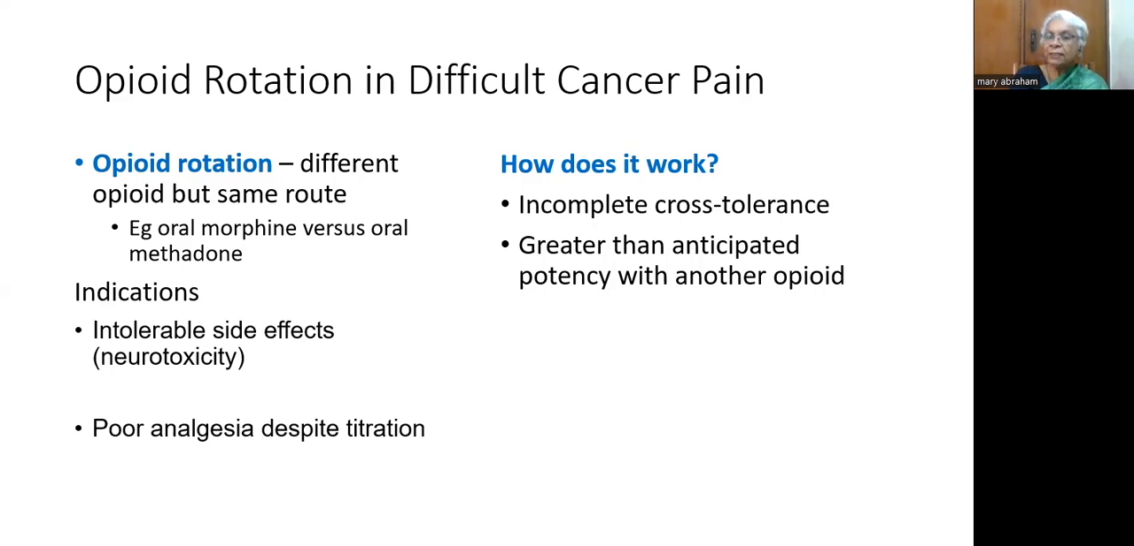Now, how does it work? This works on the principle of incomplete cross tolerance. That means both are acting on the same receptor, but that opioid receptor is receptive to the other opioid that you're giving. As a result, you can have increased analgesic efficacy as well as decreased side effects. So when you're converting morphine to methadone, it is acting on the same receptor, but because of that incomplete cross tolerance, it is being effective as an analgesic, whereas morphine was not effective. So you have greater than anticipated potency with the other drug. That is how opioid rotation works in difficult cancer pain. Next, please.